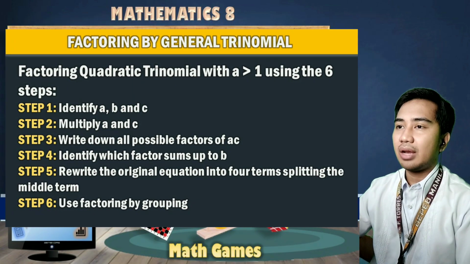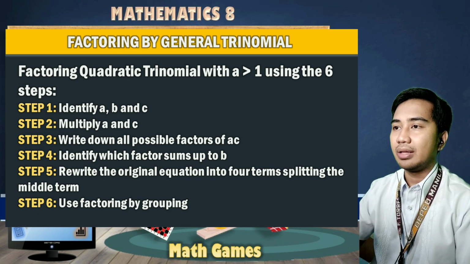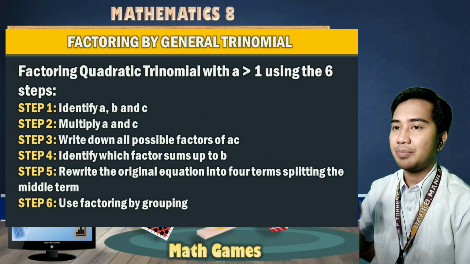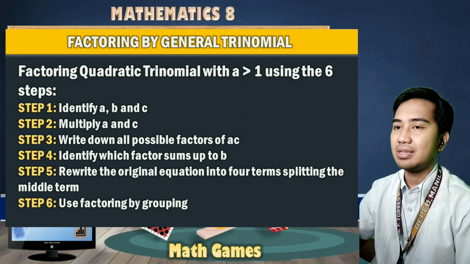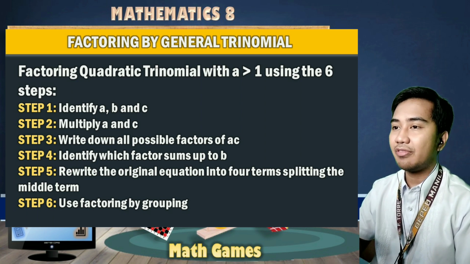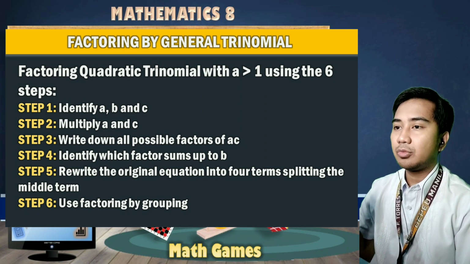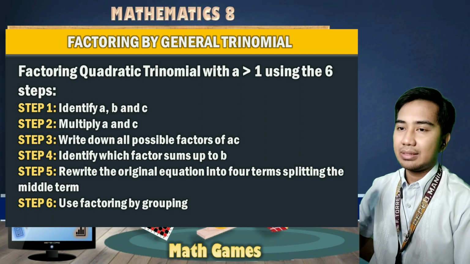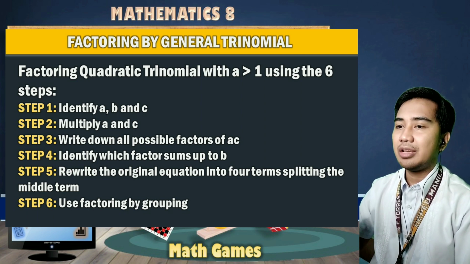This is factoring quadratic trinomial with a is greater than 1. So, using the 6 steps. Step 1, identify a, b, and c. Step number 2 is to multiply a and c. Step number 3, write down all the possible factors of a and c, or AC. Step number 4, identify which factors sums up to b. Step number 5, rewrite the original equation into 4 terms, splitting the middle term. Step number 6, use factoring by grouping.